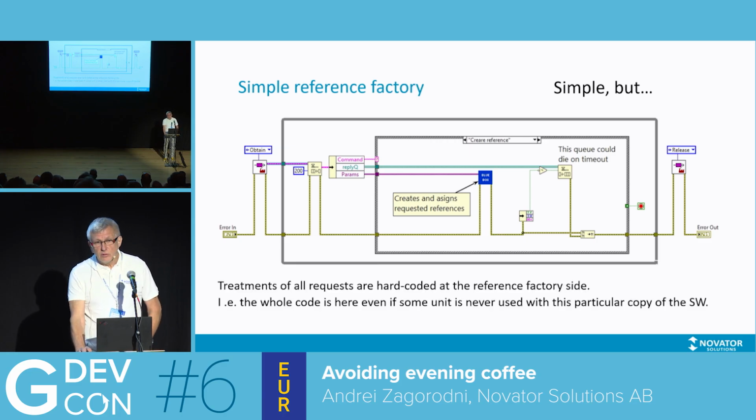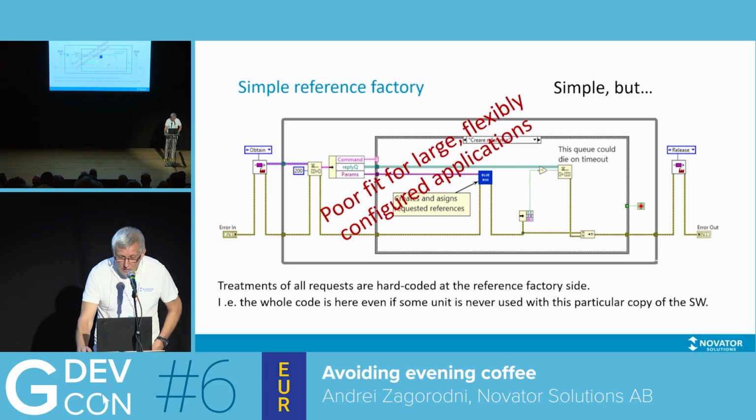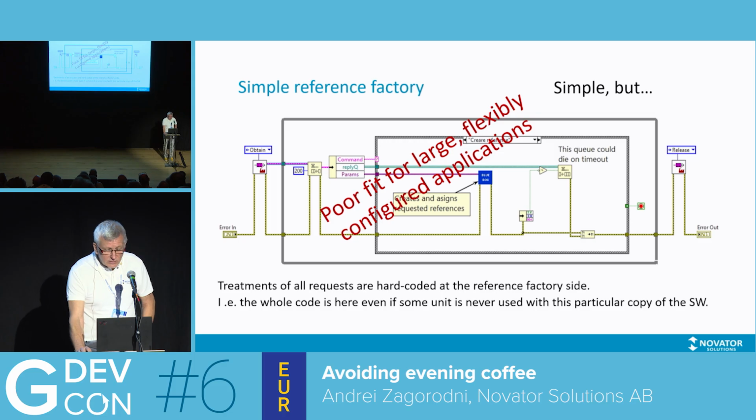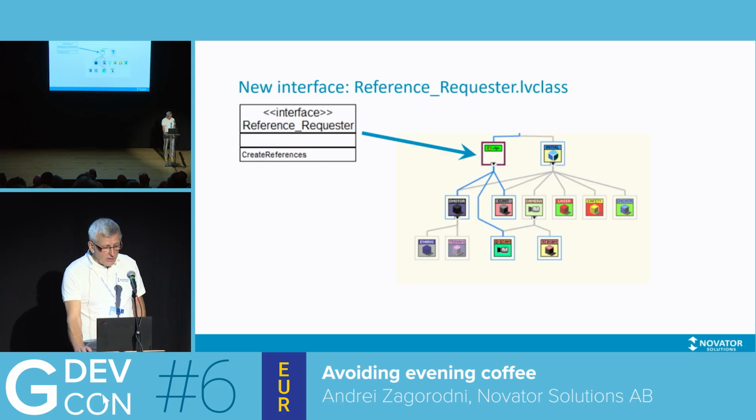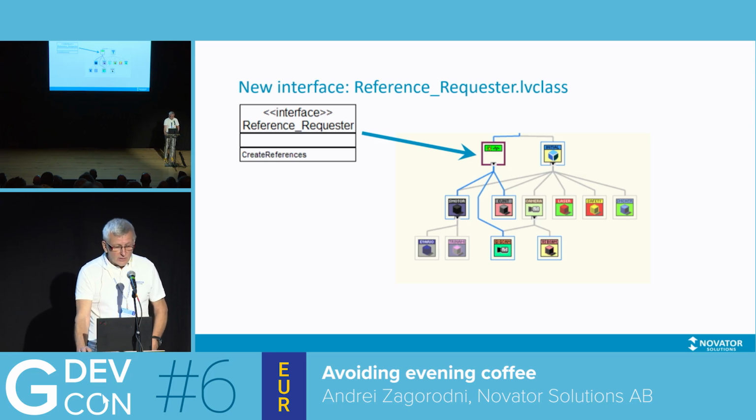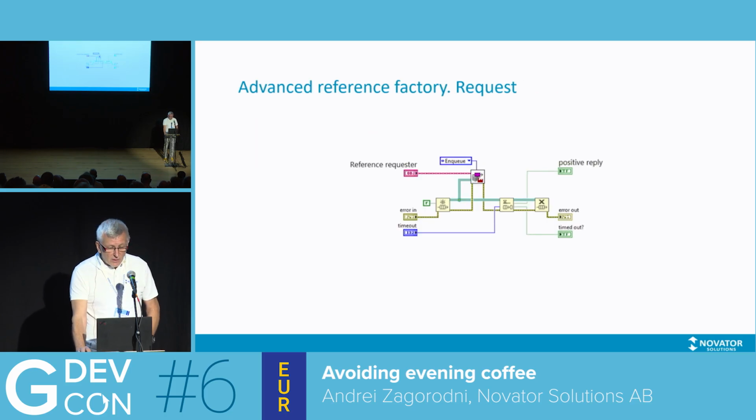Simple, but not good at all, because again, we must have code for creating references for each unit in this machinery. We do it simpler. So we create a second interface, reference requester. It has only one method, create references.